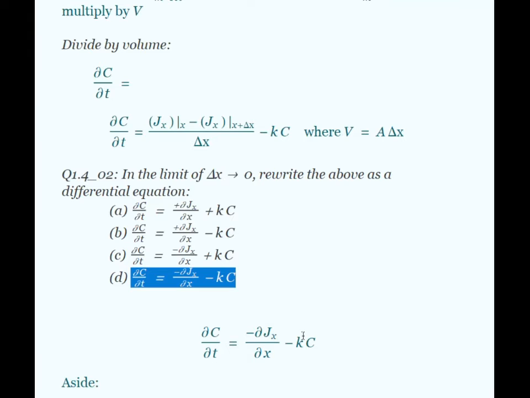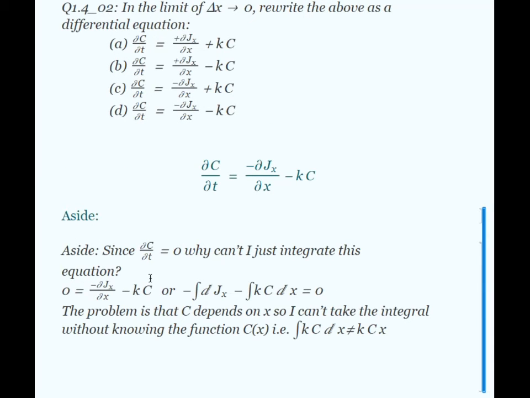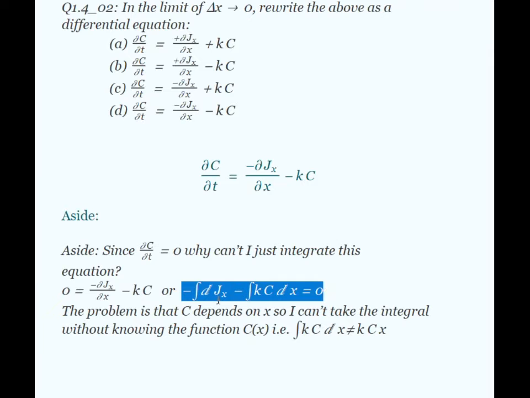dc/dt is minus the derivative of the flux with position, minus k times c. Now, as an aside, because one problem we had, we did set this equal to 0 and then just integrate it from this point on. The reason why we can't do that here, and I know some of you tried, is that when we look at that equation and move our dx around, we're going to have these two integrals.